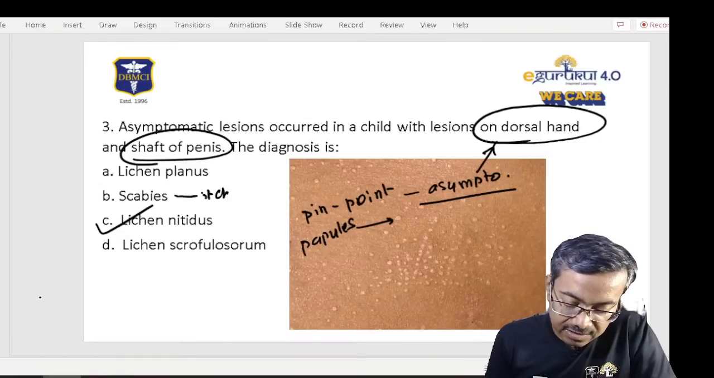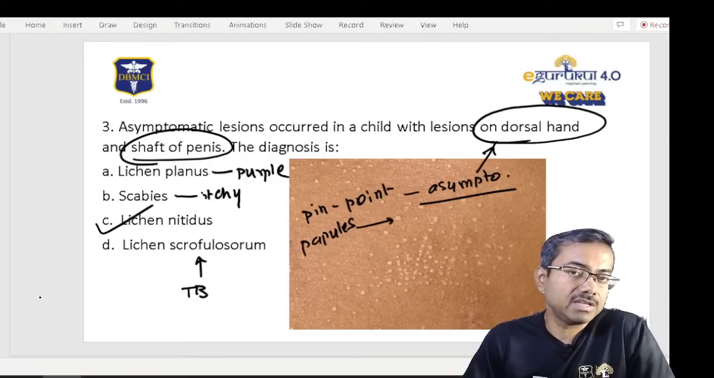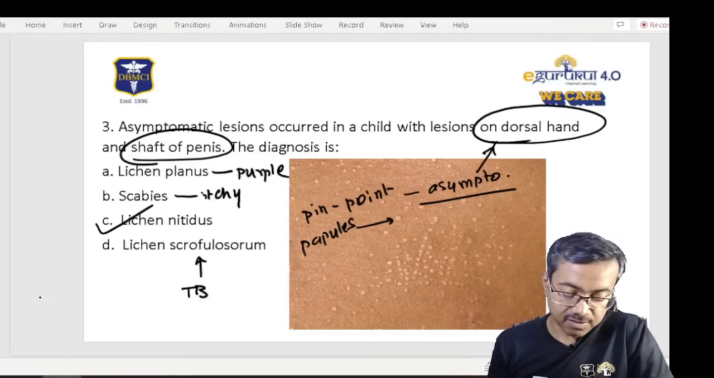Scabies would very easily be itchy. LP would be purple. Lichen scrofulosorum is a tuberculosis papule, so there'll be some history of tuberculosis, some focus of TB inside. It'll not really be localizing only to the dorsum of the hand and genitals.